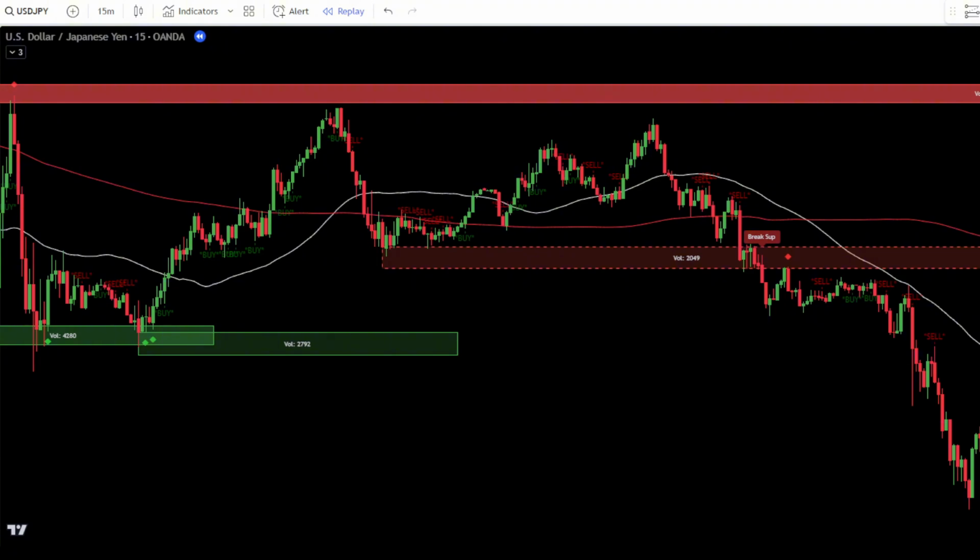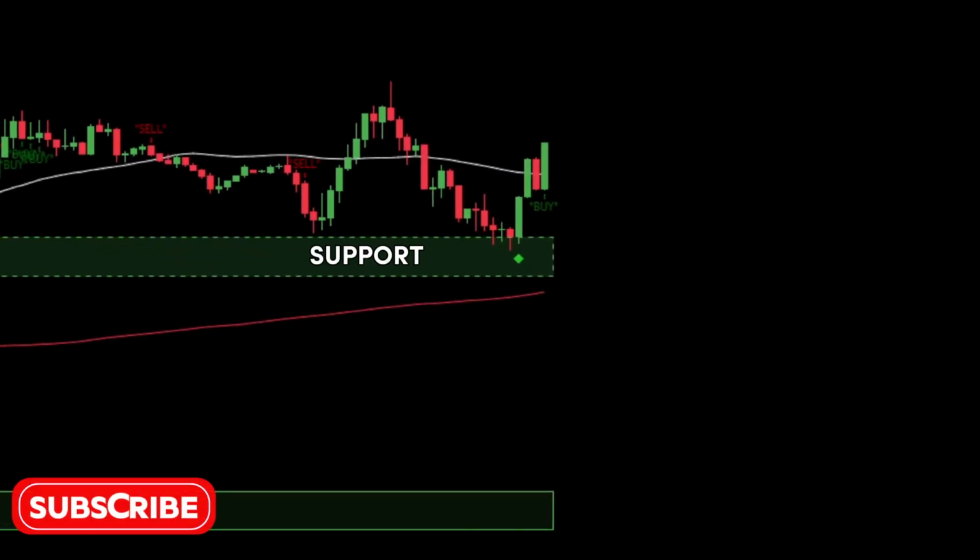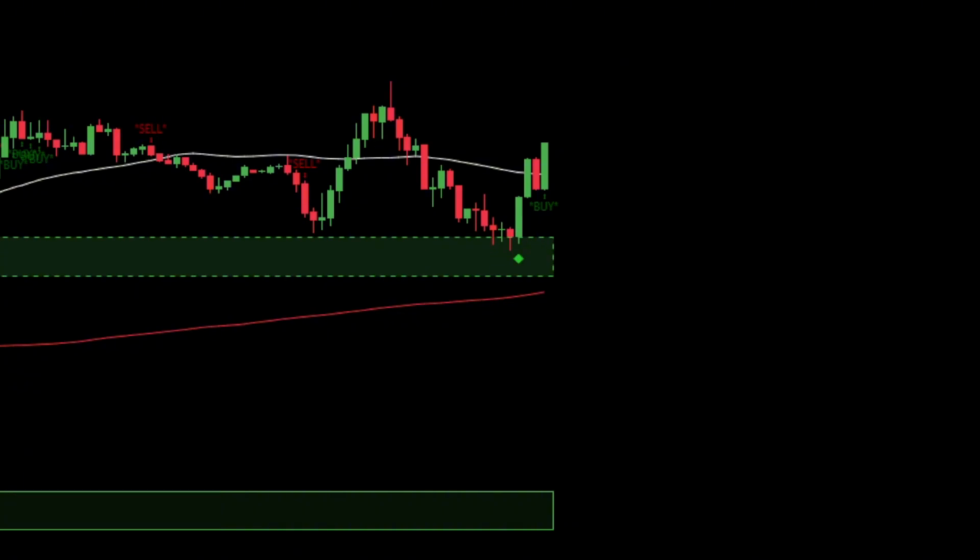Now, let's discuss how to place buy and sell orders using this support resistance trading strategy. How to place a buy order. If the support resistance indicator shows a support area, you can wait for the price candlestick to retest the support area first. After the retest occurs, wait for a rejection, indicated by the appearance of a green diamond marker.